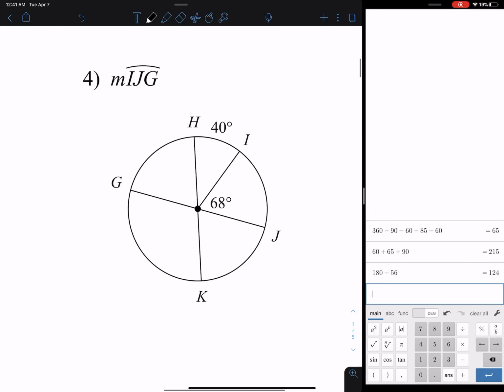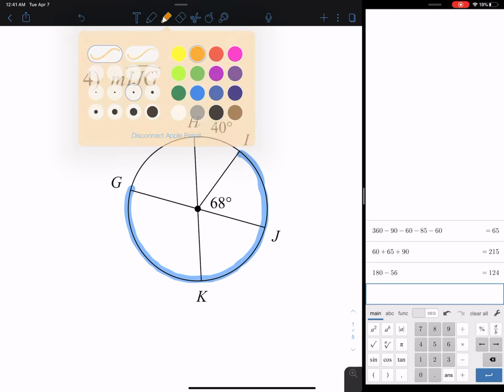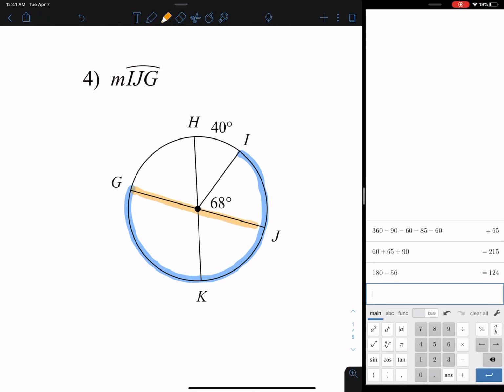Okay, the next one is IJG, just like that. So once again, we know that this is a diameter. So this is 180. So we just need to add that to the 68. So that gives us that this arc is 248 degrees.